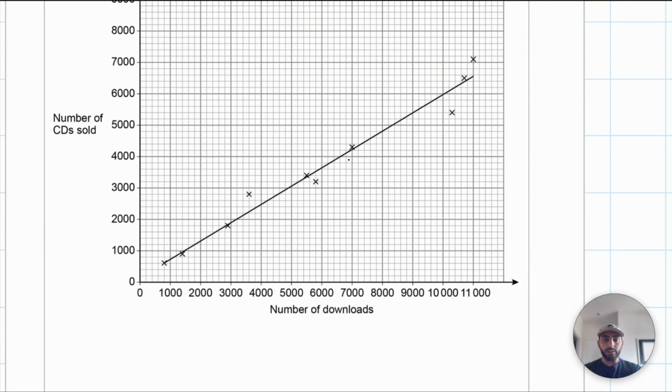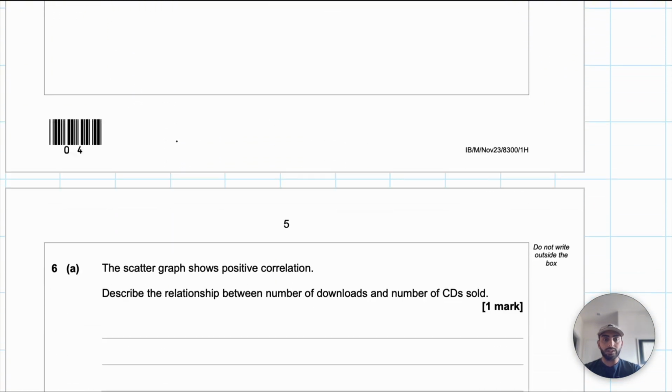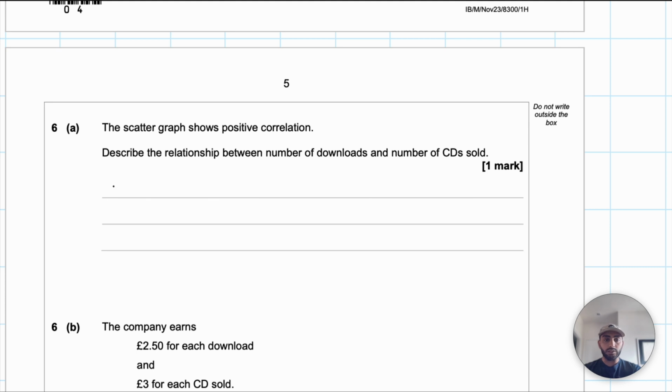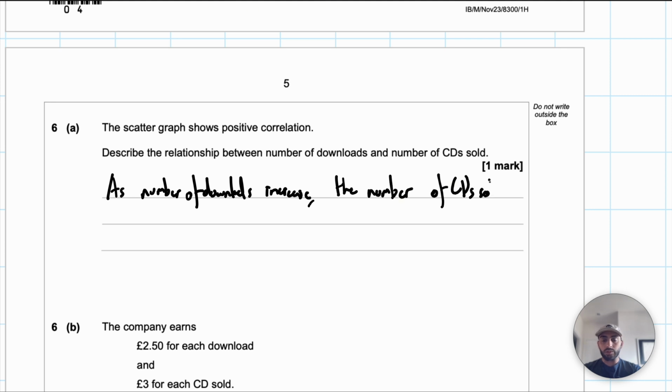So we can see as one is increasing, the other one is increasing, so they have a direct proportional relationship. We can say as the number of downloads increases, the number of CDs sold also increases.